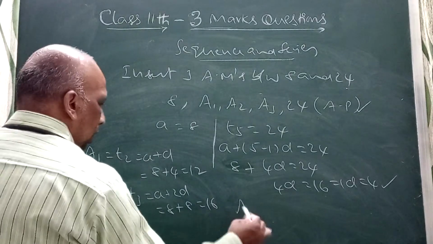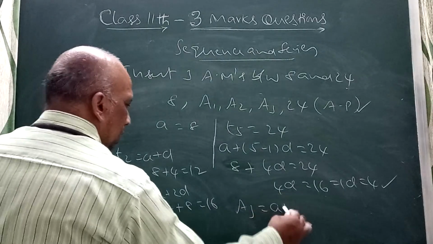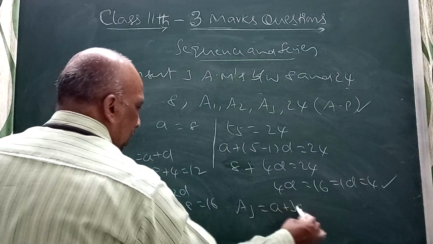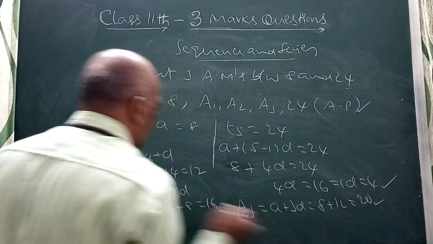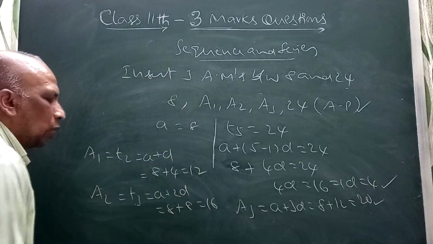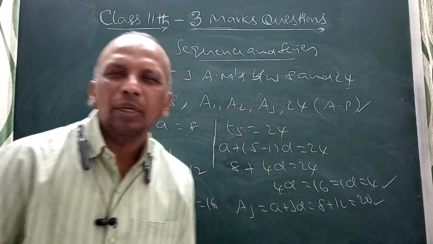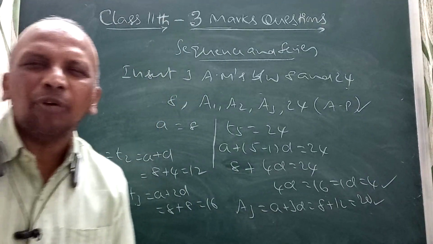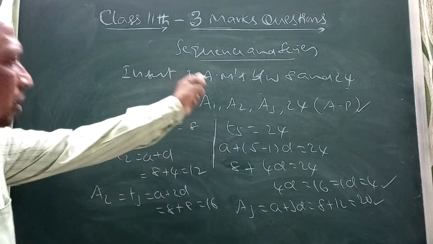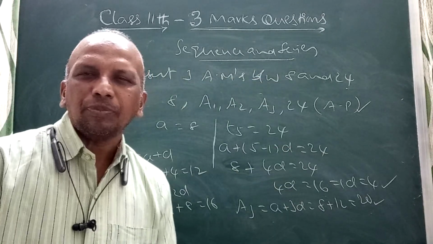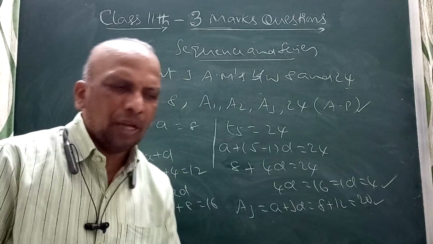You get 16. Next, A3 means a plus 3d, so 8 plus 12, it will be 20. So A1 is 12, A2 is 16, and A3 is equal to 20. Then you can find the values of A1, A2, A3. Insert 3 AMs between 8 and 24. This type of problem they will ask.